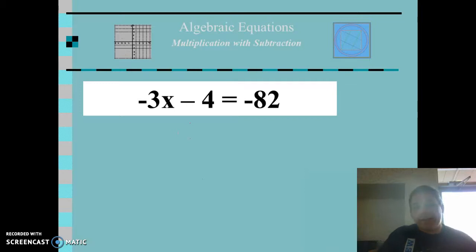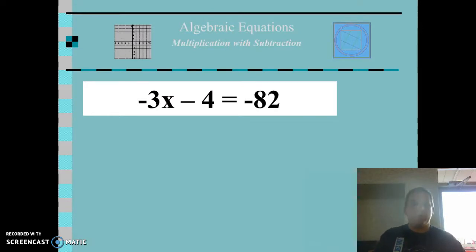This one's a little different. It has a negative coefficient. The coefficient is the number that is multiplied by the variable. And so we're going to look at how to do that. It's not any different. You just have to make sure you remember that negative sign.